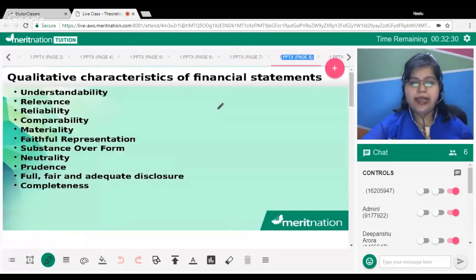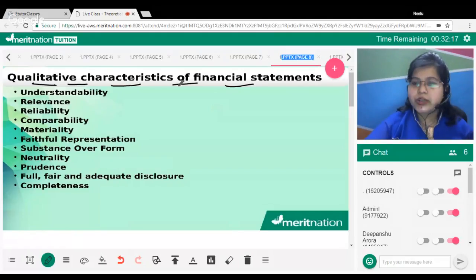Now, next we come to the qualitative characteristics of financial statements. The qualitative characteristics of financial statements are basically the features that we desire in our financial statements. Now, first of all, the first feature is understandability. What good is a financial statement if the users cannot understand what is written in them? It will make no sense. It will make it of no use to the users. So understandability means that it should be in a form and manner that can easily be understood by the users of accounting.